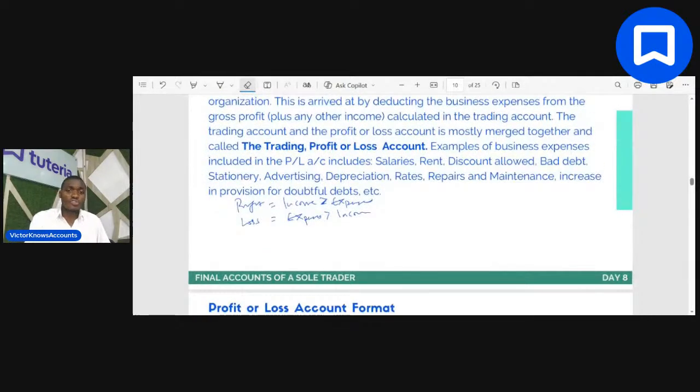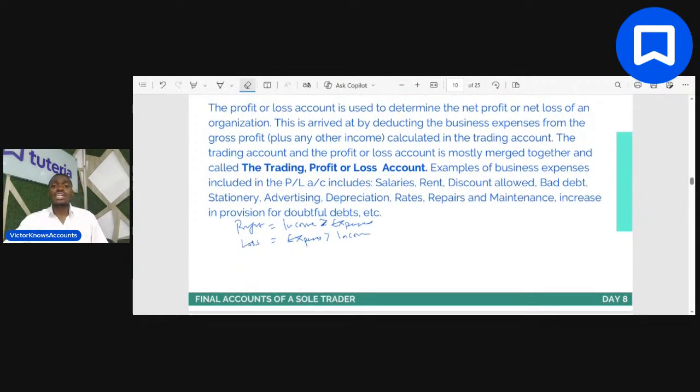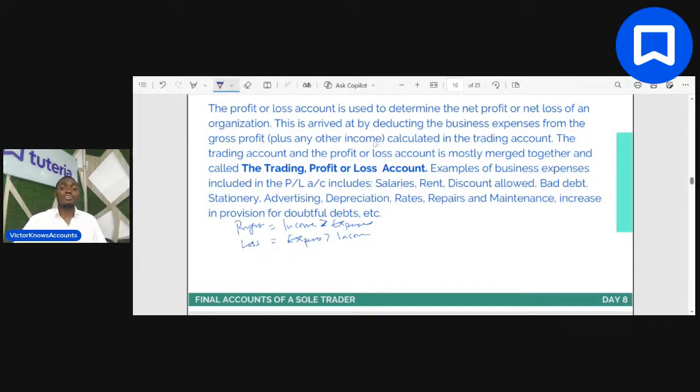Alright, so profit, income, expenses. This is arrived at by deducting the business expenses from the gross profit plus any other income calculated in the trading account. So your gross profit is what we calculate in the trading account. Then you add every other income, then you deduct your business expenses. That's what gives you a net profit or net loss. So don't forget, I told you that the trading account and the profit or loss account is mostly merged together and called the trading profit or loss account.